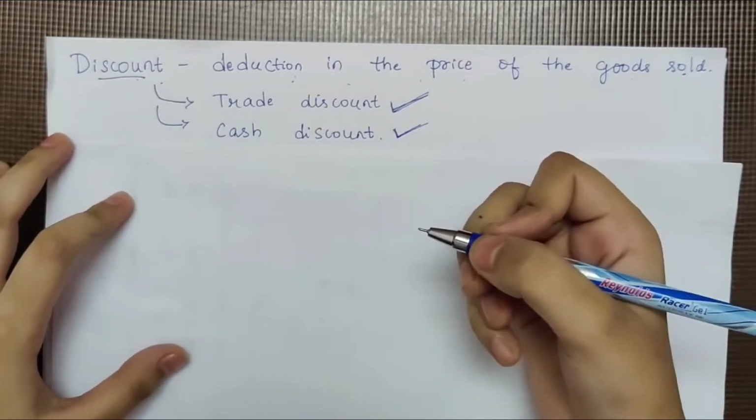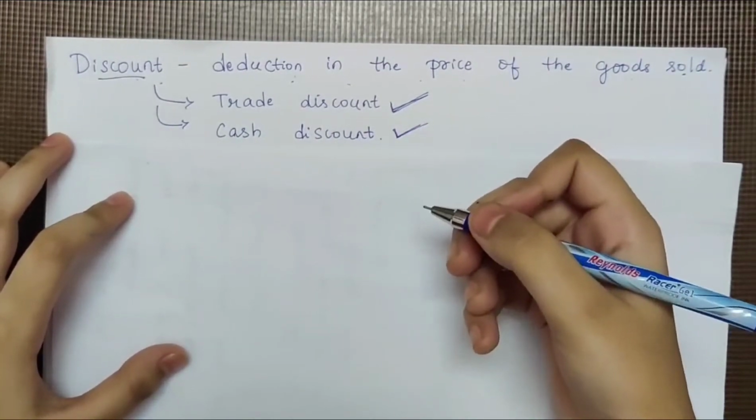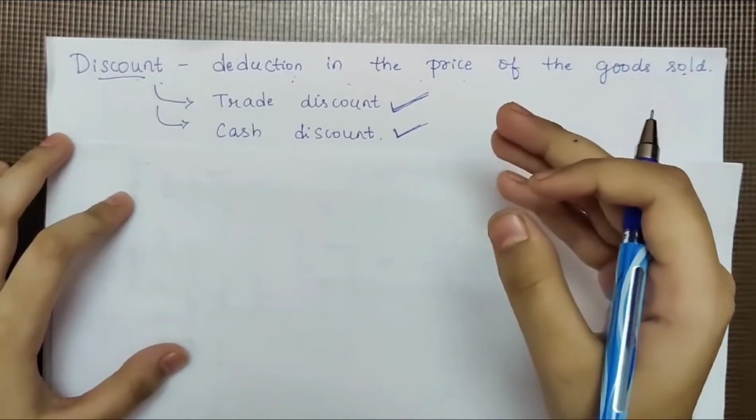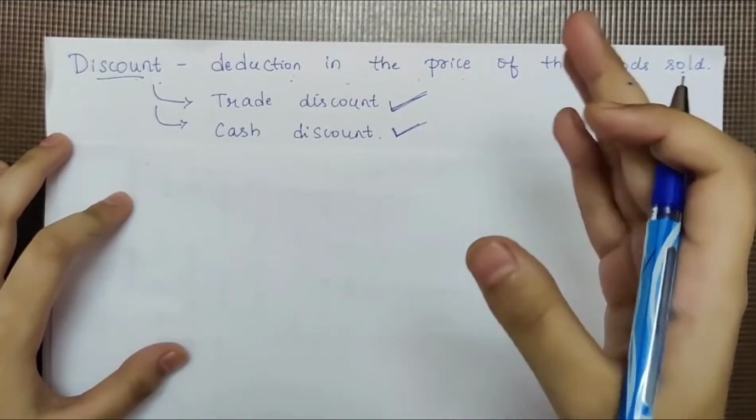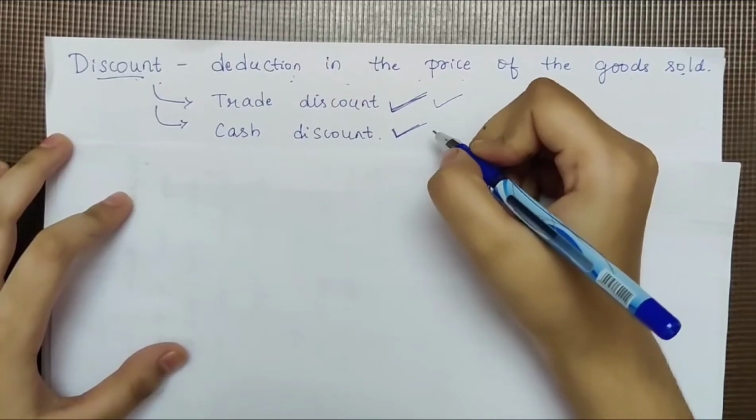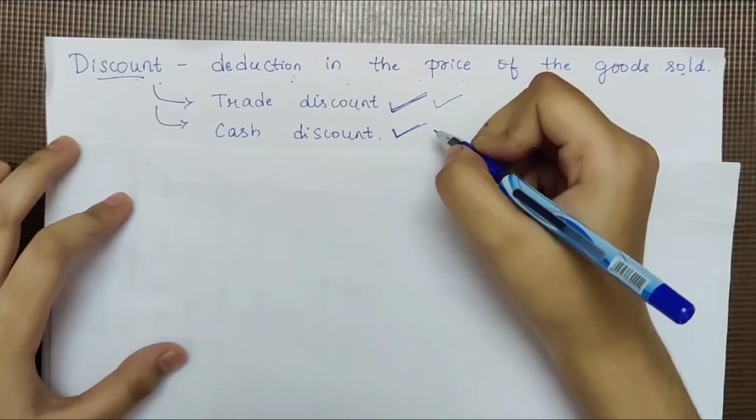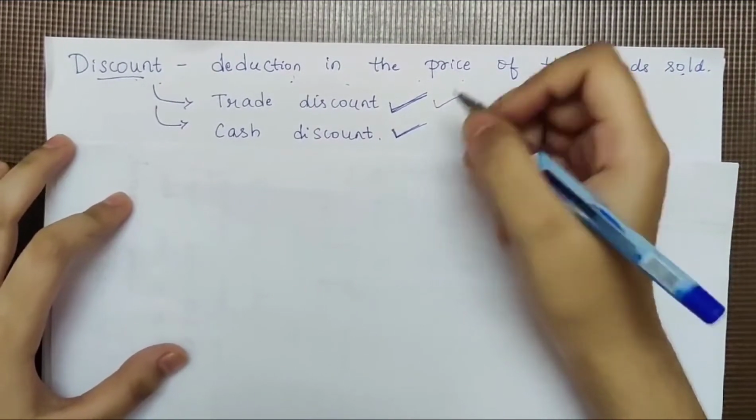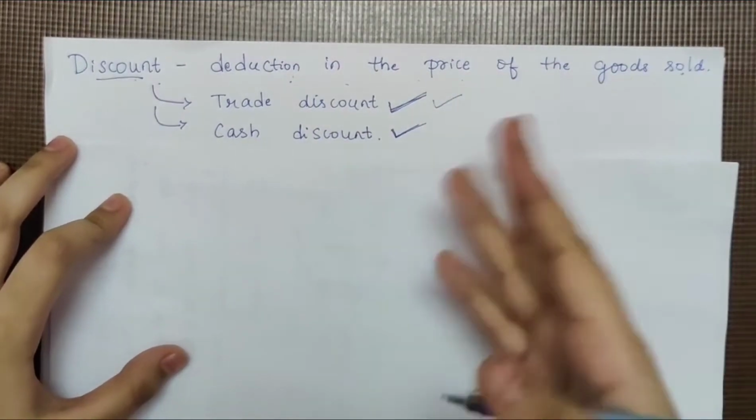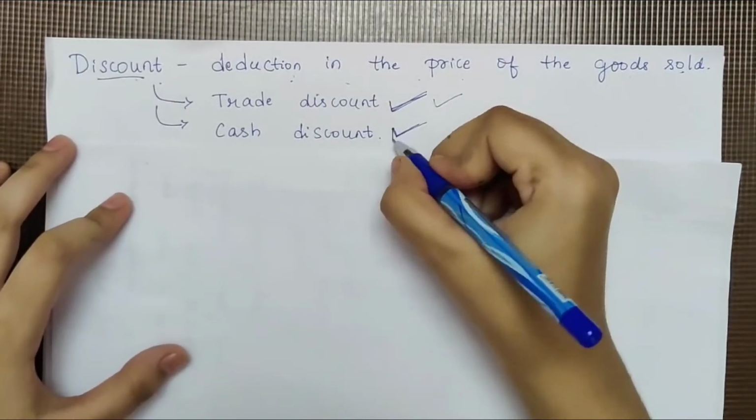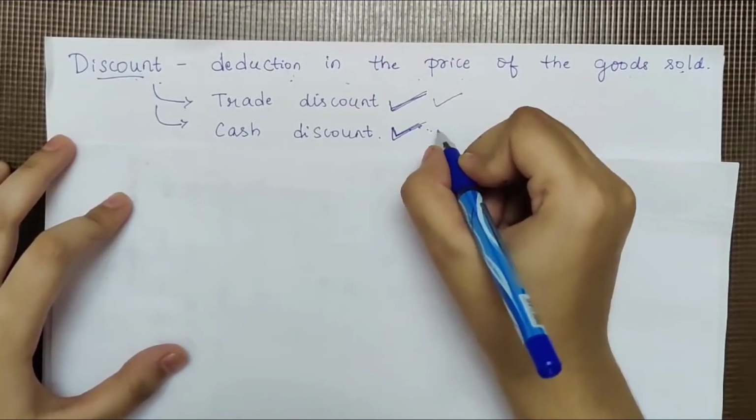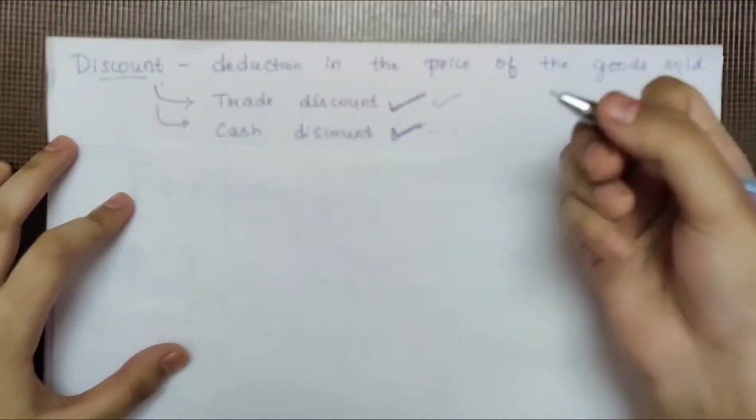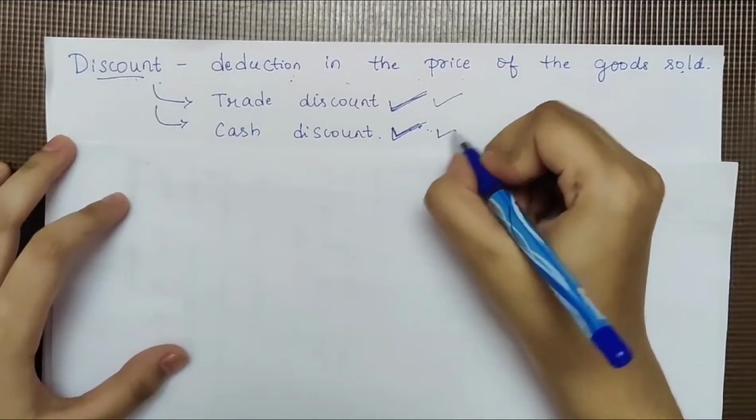Trade discount is the discount which is offered at the time of selling goods. At the time of selling they are giving the discount. That is called a trade discount. It is generally offered by manufacturers to wholesalers and by wholesalers to retailers. The next one is cash discount. Cash discount is a discount which is given at the time of payment of the amount payable. So that is called cash discount.